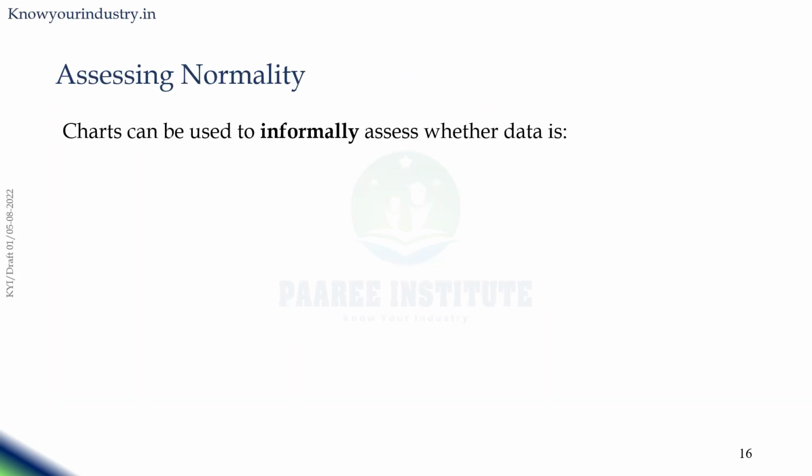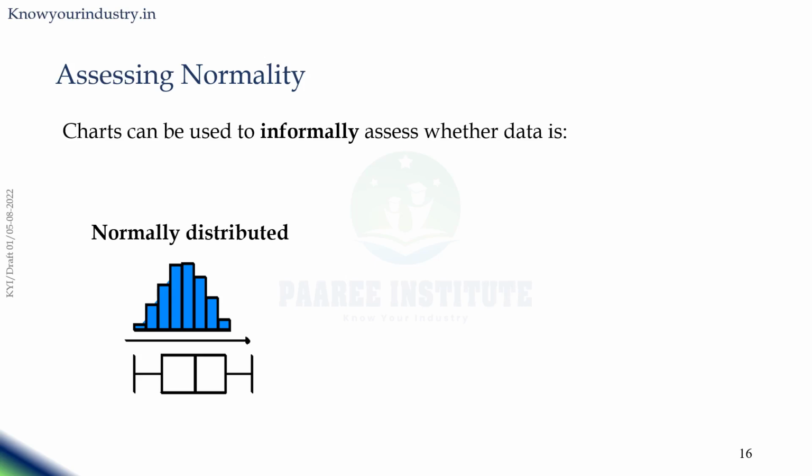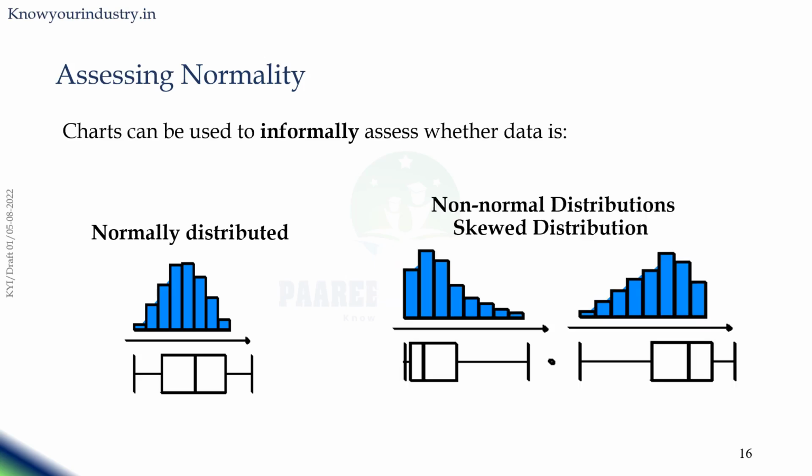This slide talks about the normality of the data. So how can we assess the normality of the data? There is a normal distribution and there is a non-normal distribution, and both we can see in this particular slide. This is the normal distribution and this will be the non-normal distribution.